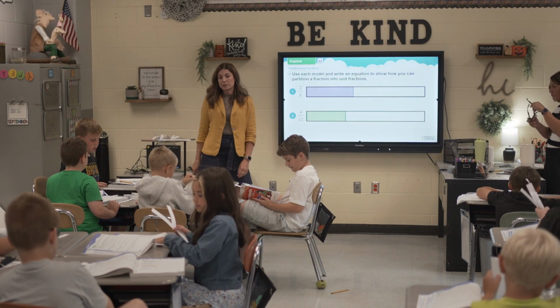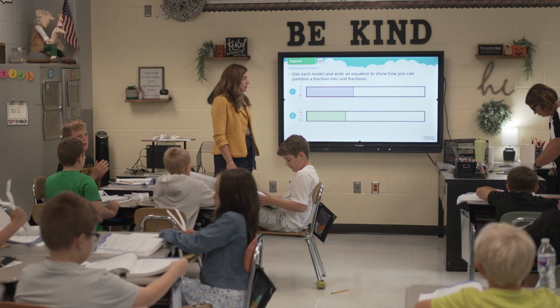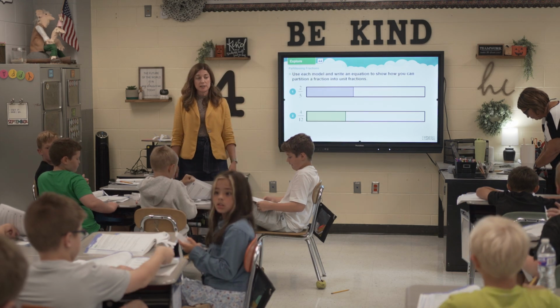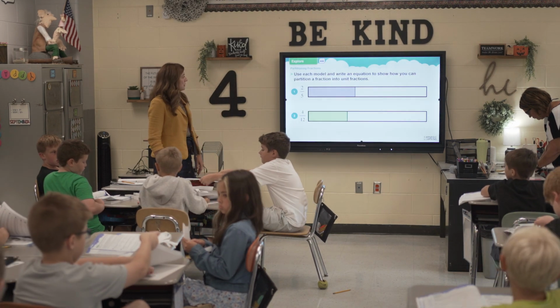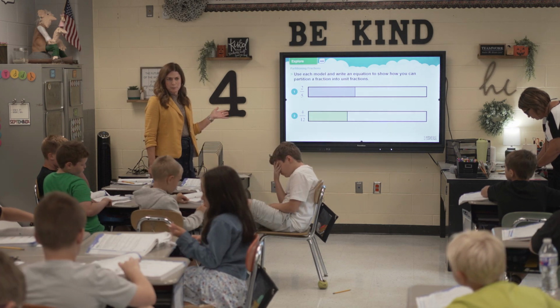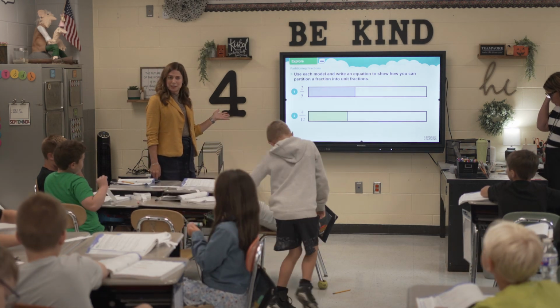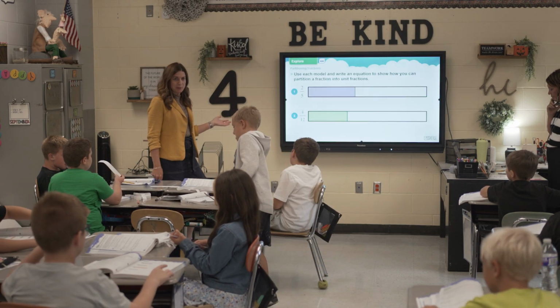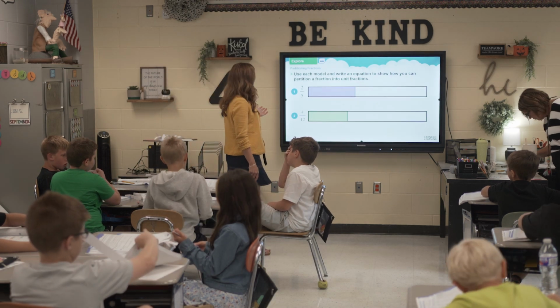All right, so you are going to be working with a partner on this, or your group of 3, or however many you have. I want you to notice, we aren't using the strips anymore, but boy, these kind of look like them, don't they? We call these bar models. Say bar models. Bar models.